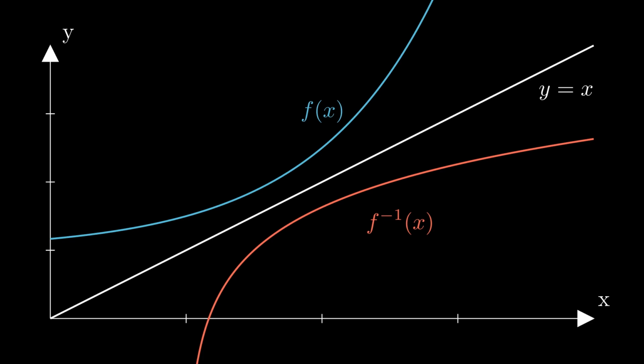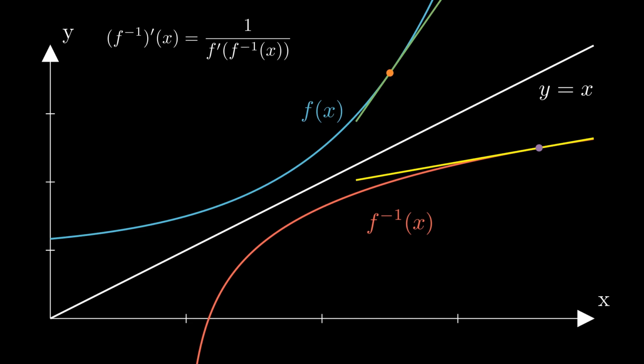This applies to the tangent lines to these graphs as well. For example, the tangent line to the graph of f of x here can be reflected about the line y equals x to find the tangent line to the graph of f inverse of x at its corresponding point. In the process of this flip, the slope of the tangent becomes inverted. This is what the equation from before was saying, that the derivative of an inverse function at any point x can be found by going to the corresponding point on f of x and then finding the derivative there, and then finally inverting the result.